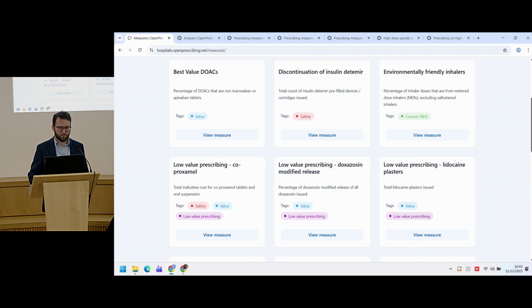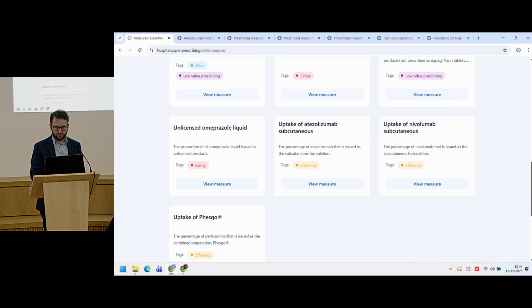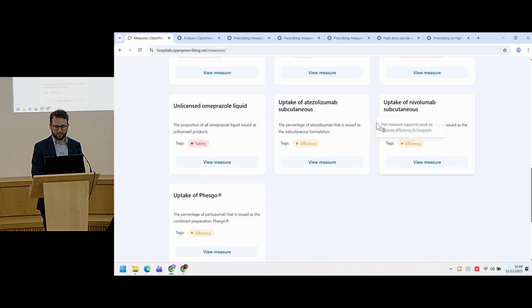They range from primary care things that we mirror from OpenPrescribing primary care, so things like the best value DOACs, where we just show the hospital side of the data compared to what's in the primary care data. We also have a few hospital-specific measures here. So these are the anti-cancer drug treatments down here at the bottom, which are hospital-specific medications, and there just wouldn't be use in primary care.